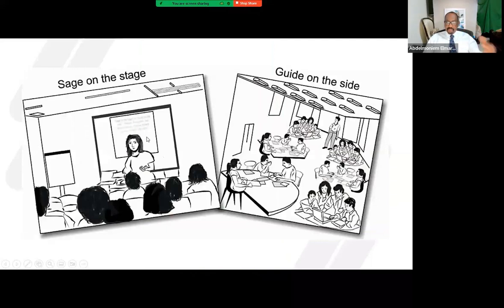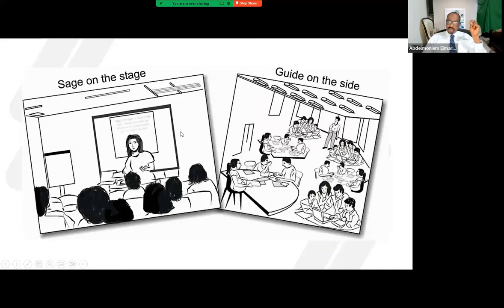So we have the sage on the stage who sits and you give a lecture, or even in the tutorial, you give a mini lecture. You are a sage on the stage, but you need to be a guide by the side. They are learning and you are helping them learn. You move from an information provider to a facilitator.